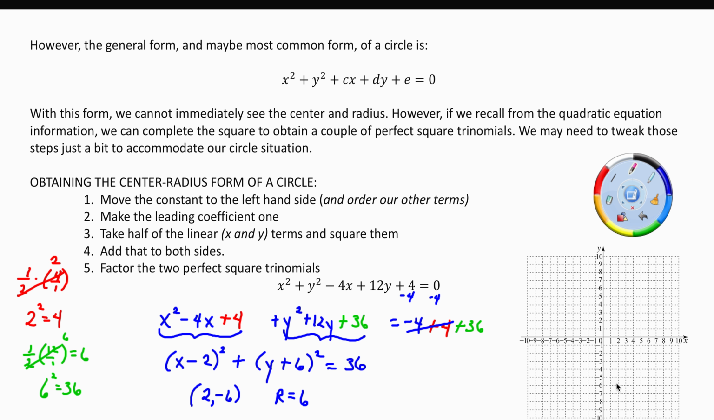2, -6 is the center. And again, if I go 6 units in either direction, I'm going to run off of my graph here. So let's change our scale, to go maybe by 2s. Remember, if you change your scale, you must label it. You must label your scale. I'm going to use a different color here so it doesn't blend in. So if I'm going to change my scale, I've got to label those axes.